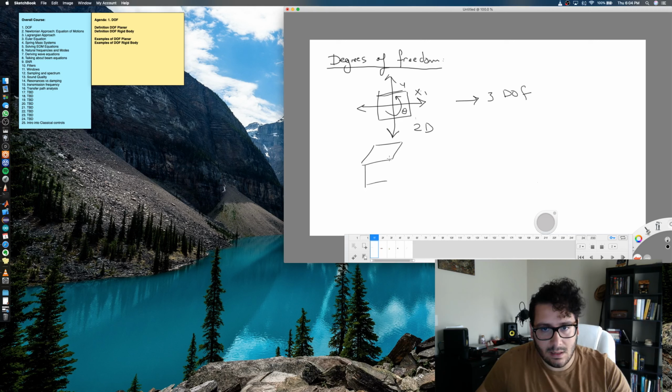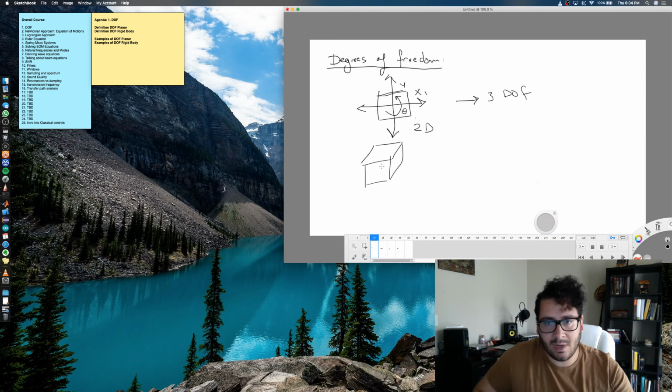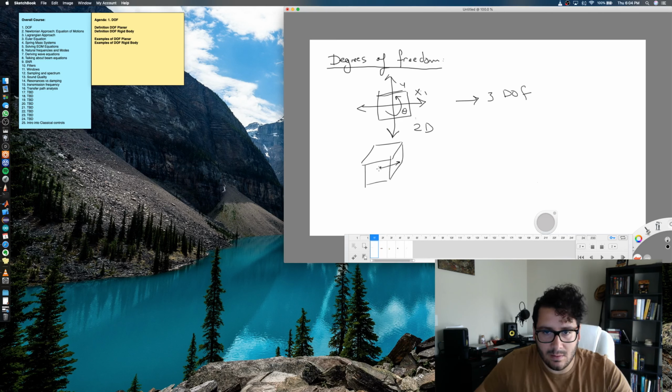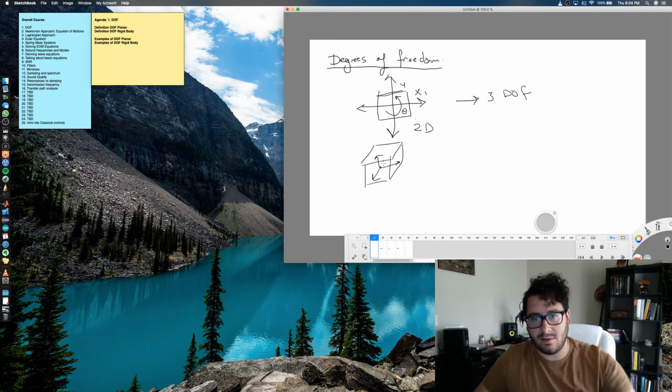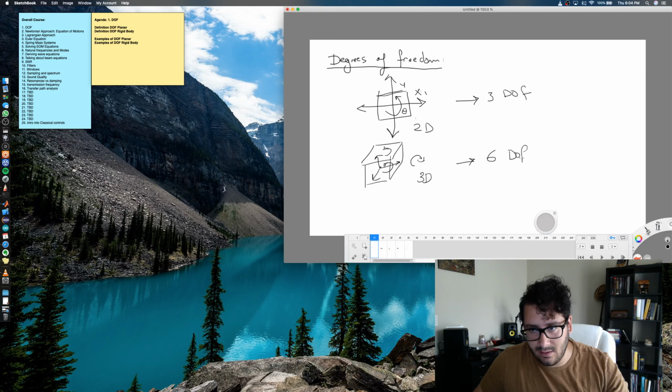Let's consider a rigid body. So now I have my movement 1, 2, 3: this way, up, and out of the screen. And I also have an angle going this way, and an angle going this way, and an angle going this way. So I can rotate this way, or in and out of the screen. If you look at all of this, that means my 3D body is going to have 6 degrees of freedom.